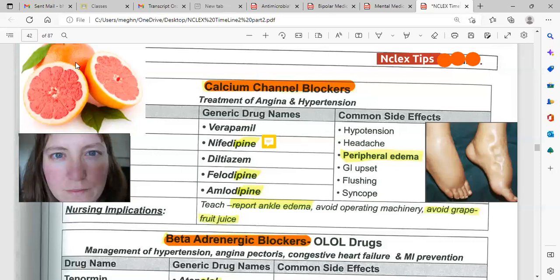Okay, so what are the notes or what do we learn from here? We learn the names of the calcium channel blockers, side effects, and some notes that we should hold if the patient's heart rate is less than 60. We will not give calcium channel blocker. Also, it is good to avoid grapefruit juice and avoid operating heavy machineries.